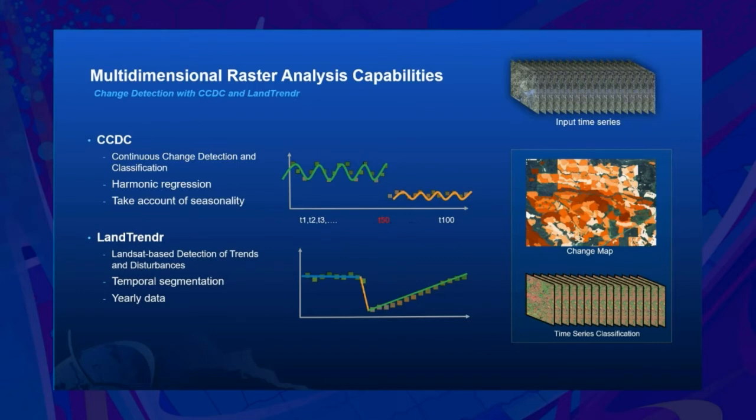The other is LandTrendr, Landsat-based detection of trends and disturbances. This algorithm works with yearly data. It performs temporal segmentation to identify vertices and form segments. The segment has start time, end time, duration, and magnitude. So you can extract many useful information, like change start time, ending time, change magnitude, and change duration.